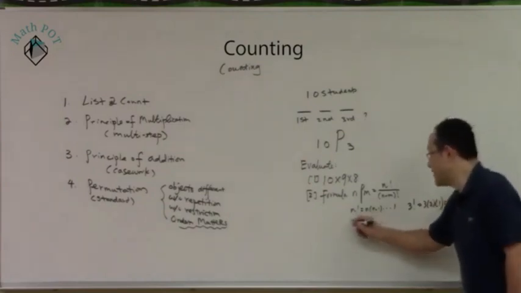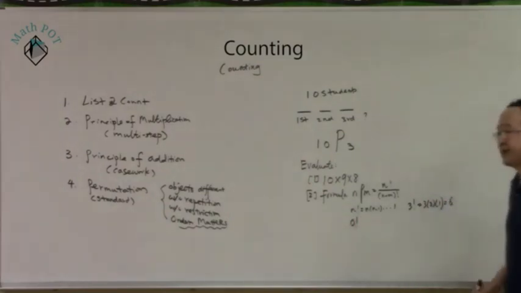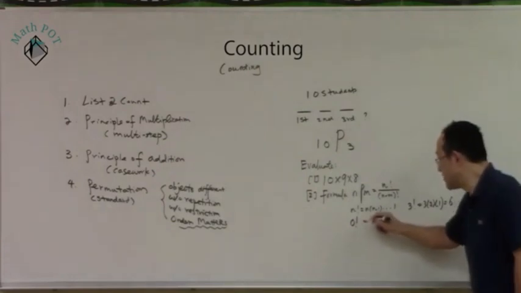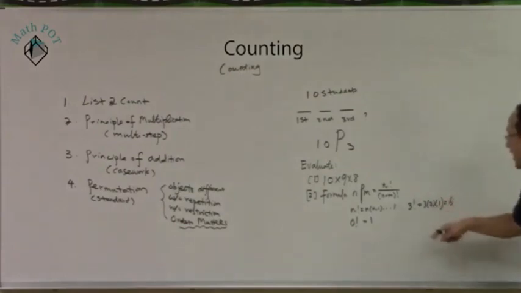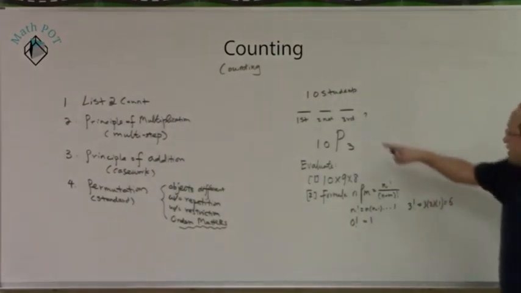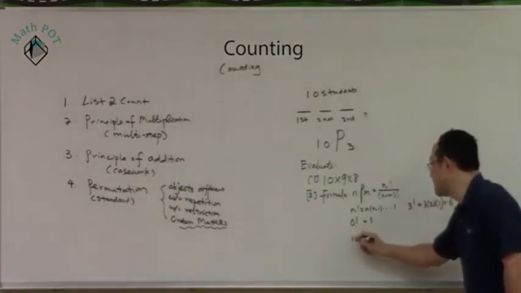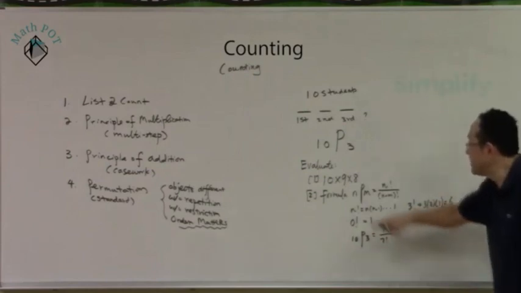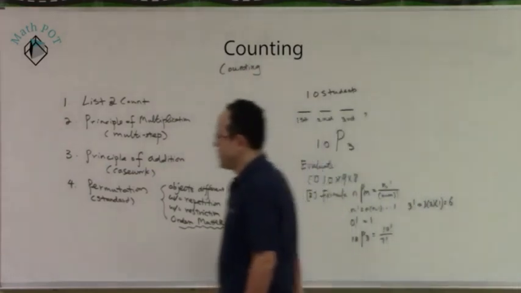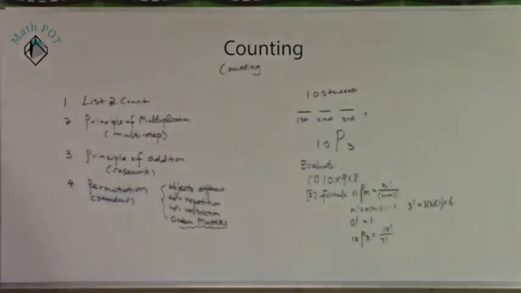But a very special situation is 0 factorial. 0 factorial is defined to be 1. At this point, just remember that 0 factorial must be defined to be 1, otherwise there's something wrong with a lot of formulas. So if you get here, of course, you can use those formulas. You can quickly figure out 10 P 3 is 10 factorial divided by 7 factorial. When you simplify, it's nothing but this one. Anyway, remember how to evaluate the permutation.